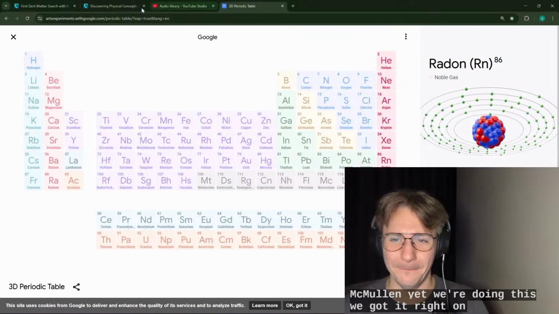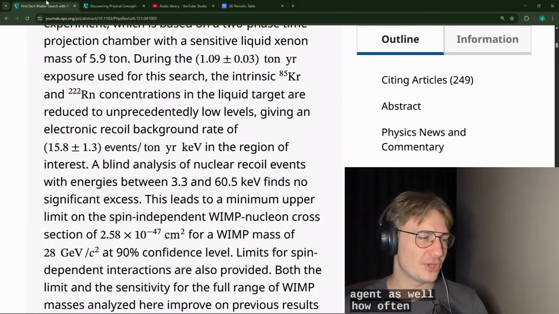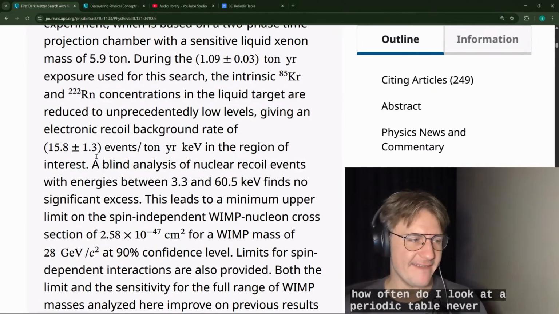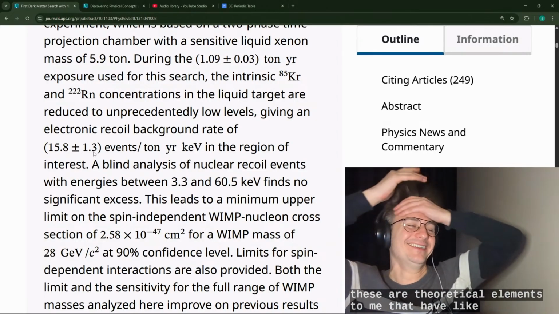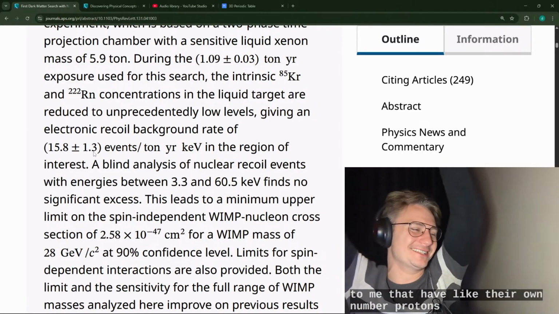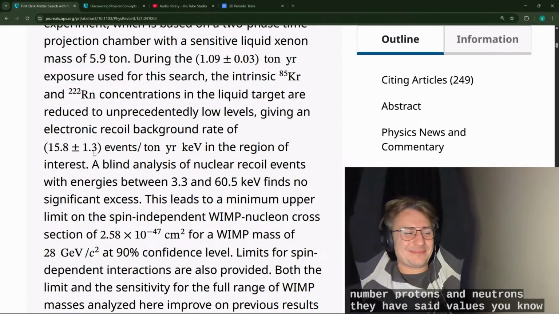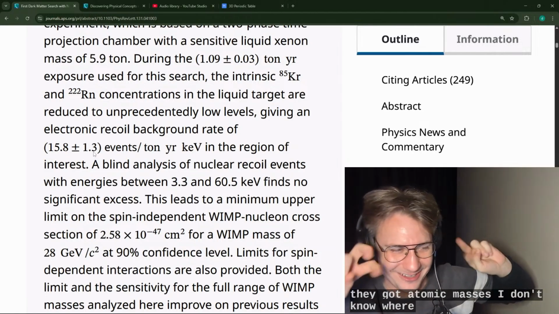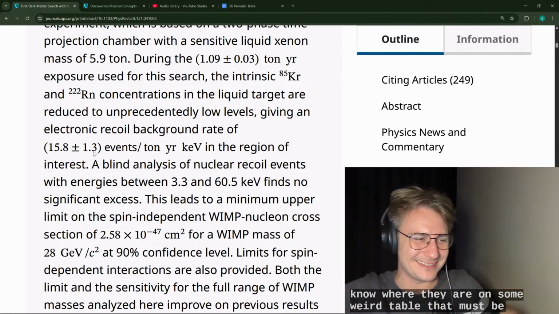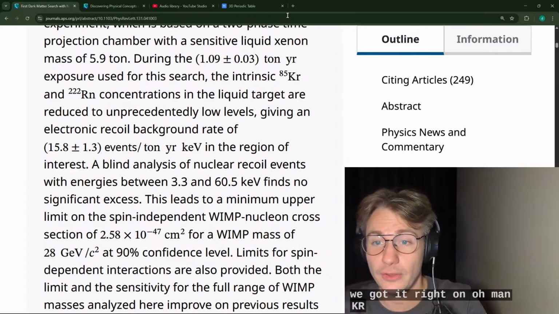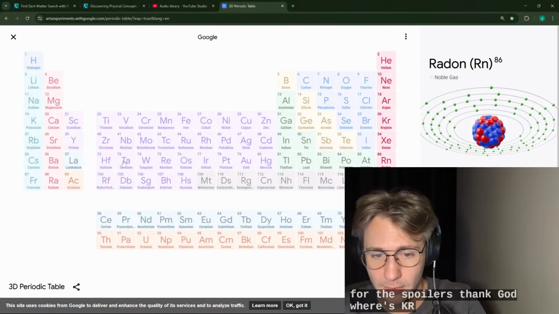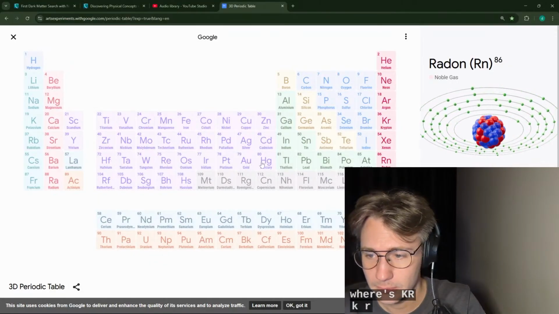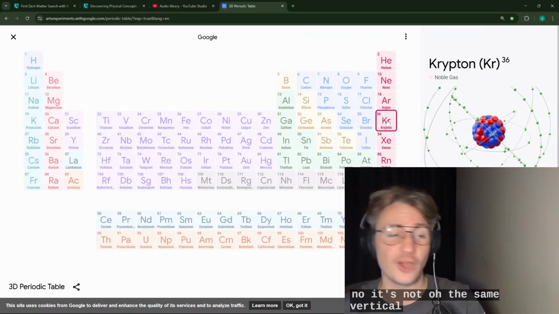Radon. Oh, man. How often do I look at a periodic table? Never. These are theoretical elements to me that have, like, their own number of protons and neutrons. They have Z values. You know, they got atomic masses. I don't know where they are on some weird table. That must be a chemistry thing. KR's in the same line. Oh, thanks for the spoilers. Thank God. Where's KR? KR. No, it's not. Oh, the same vertical line. Krypton. I'm with you. Above.